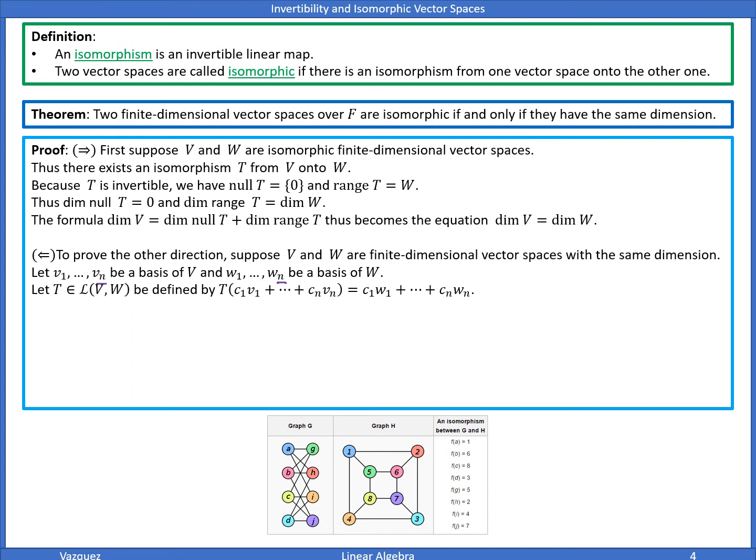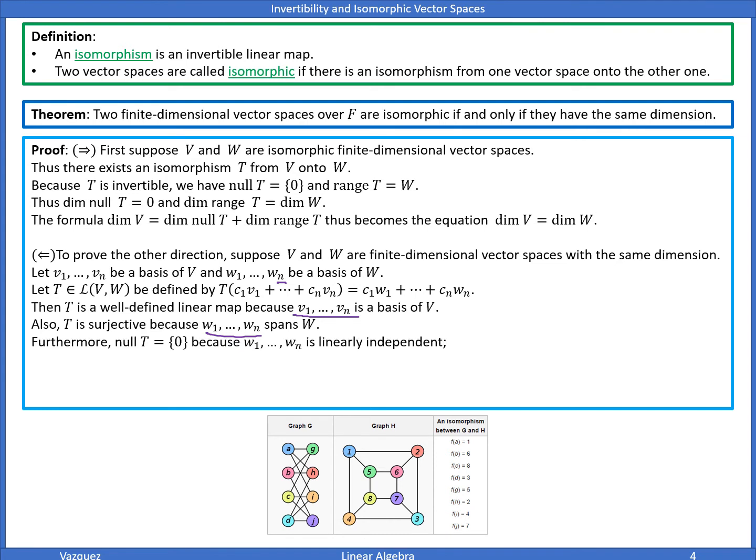So let T be a linear map from V to W. We're just going to define the linear map so that T maps this linear combination to this linear combination, from V to W. And we get that T is well defined because these vectors are a basis of V. And T is surjective because this is a basis, so it must span W. Also, the null space of T is equal to 0 because bases are linearly independent, so W1 to Wn is linearly independent. Therefore, T is injective.